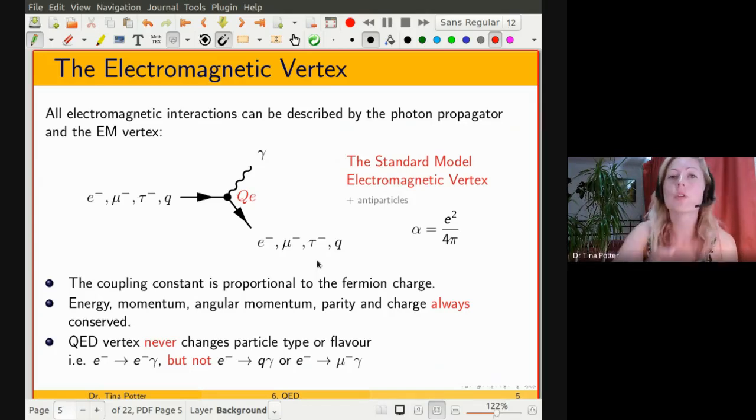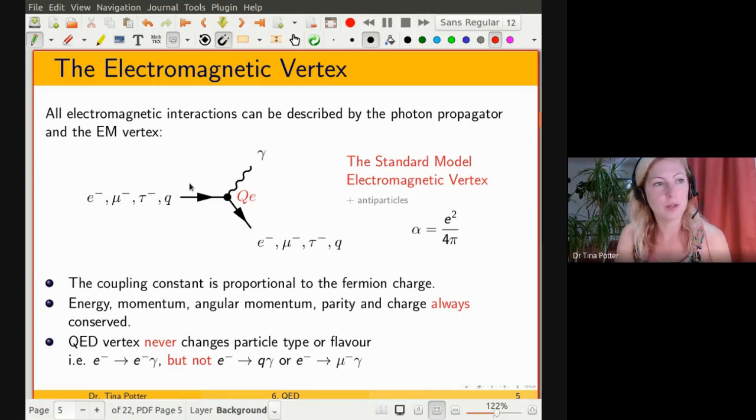And you can have all those rotations of these vertices that I went through in the previous chapters, where you can have the photon pair producing your charged particles, or you can have a particle or an antiparticle annihilating into a photon. So you can have all the rotations of this. Now, the strength of the interaction here, this coupling constant here, we've called it QE. This is proportional to Q, the charge of the particle that the photon is interacting with. So it's going to be stronger for the unit charge particles and a bit weaker for those fractionally charged quarks.